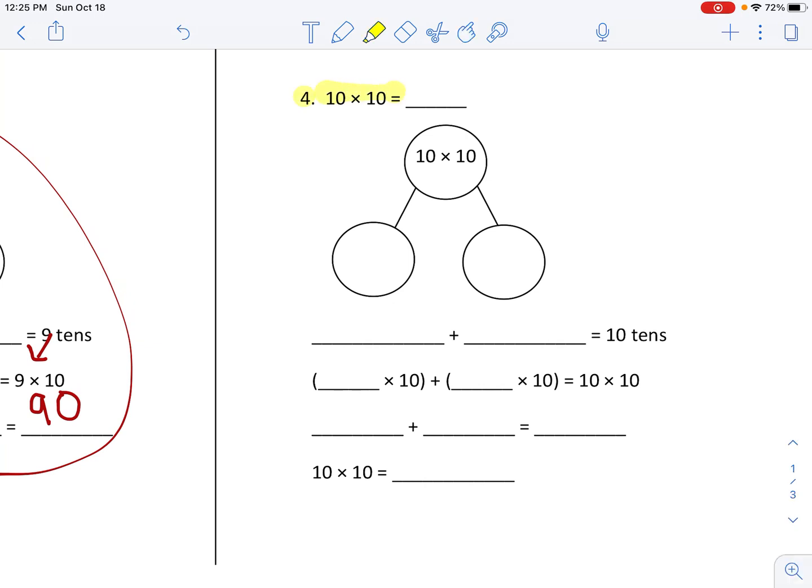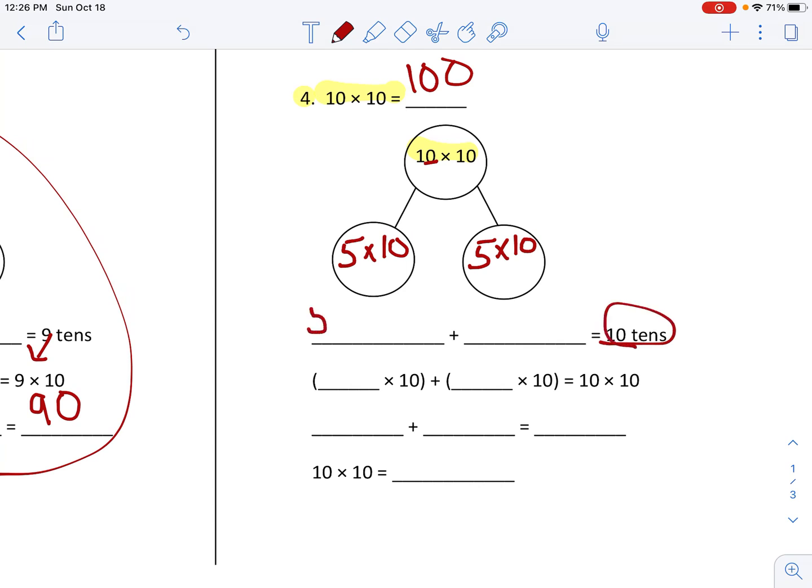All right, again, number 4 is 10 times 10. I do realize that you're going to be able to count 10 groups of 10 and come up with 100, that you already probably know the answer. Okay, but we're still going to go through the process of figuring out how to break it into a number bond. Well, if I'm breaking up 10, I'm going to break it into a 5 and a 5. So on this side of my number bond, I'm going to put 5 times 10, and on this side I'm going to put 5 times 10.